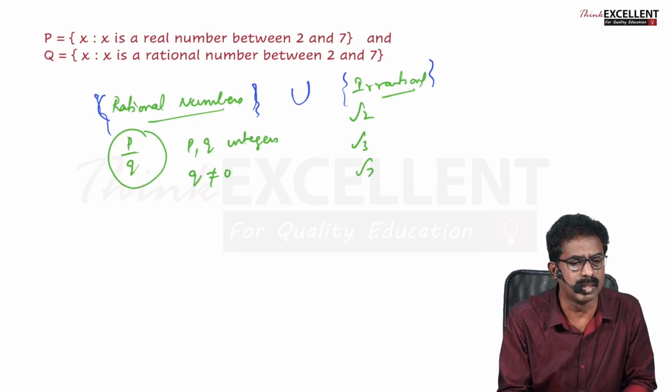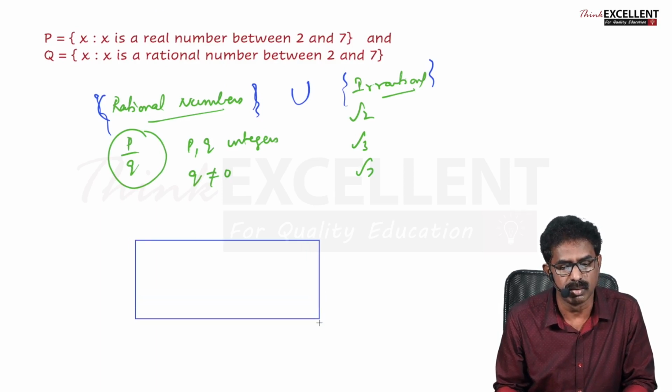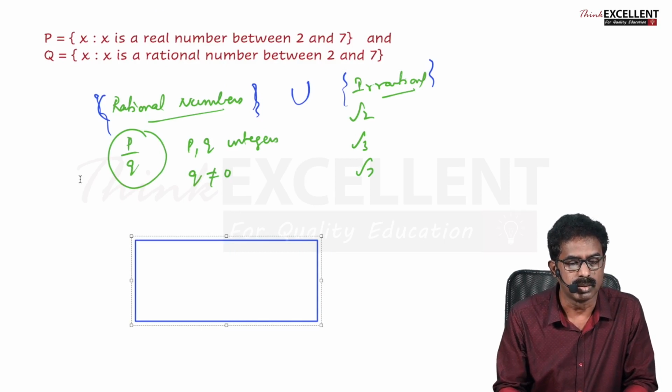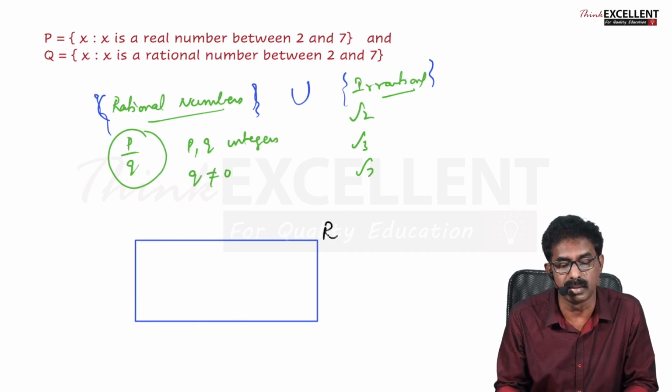Okay, now please listen here. I take a small diagram so that you can understand better. I'm taking a Venn diagram like this. Okay, so I'm taking this as the set of real numbers. This is the set of real numbers.